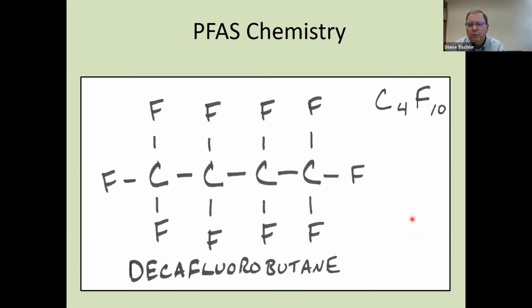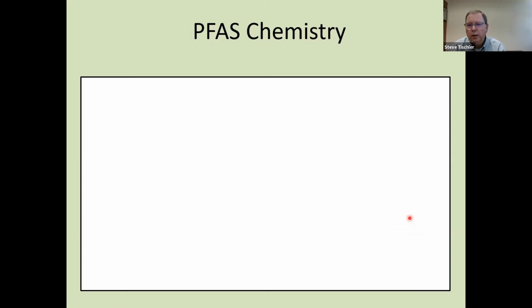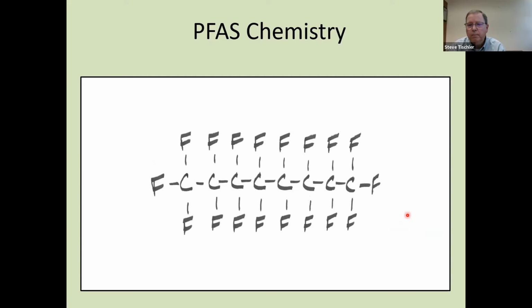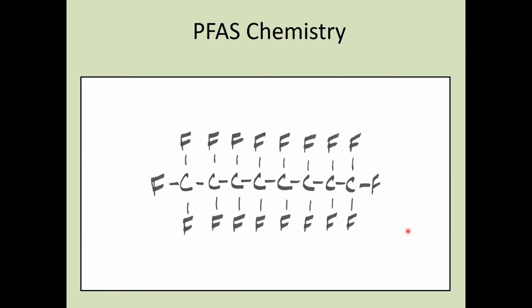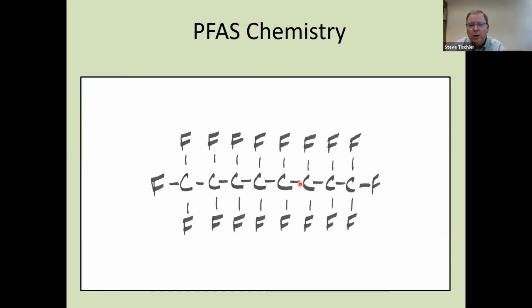So decafluorobutane. So let's take a look at another compound. This compound has 1, 2, 3, 4, 5, 6, 7, 8 carbons and all of its fluorines. So it's 16 plus 2 is 18. So this is an 8 carbon chain, which we know is octane. So we've got an 8 carbon chain for octane and all of its fluorines.